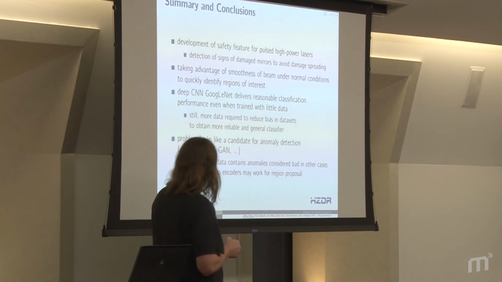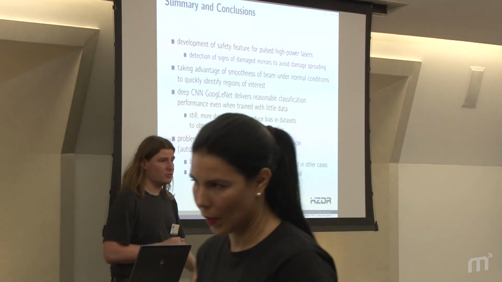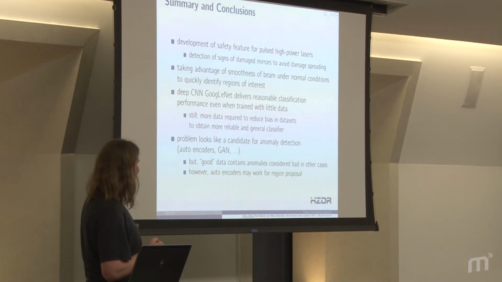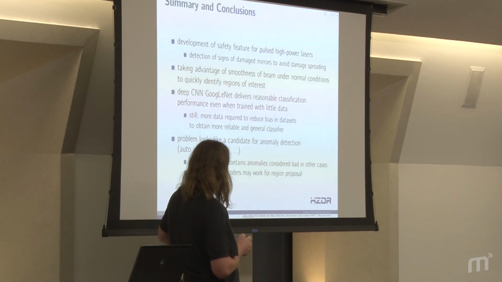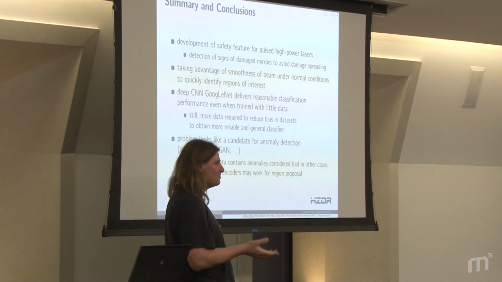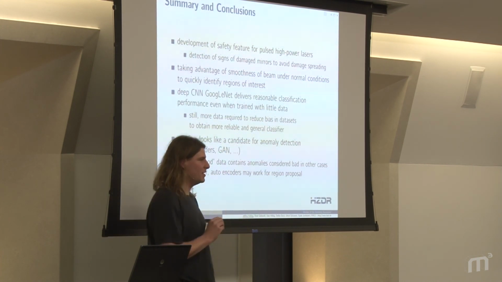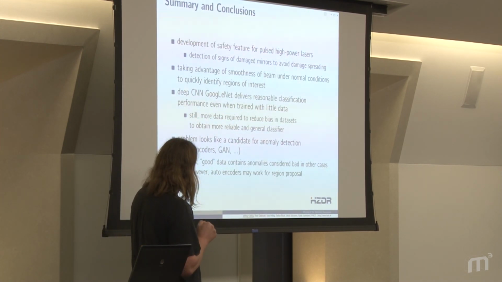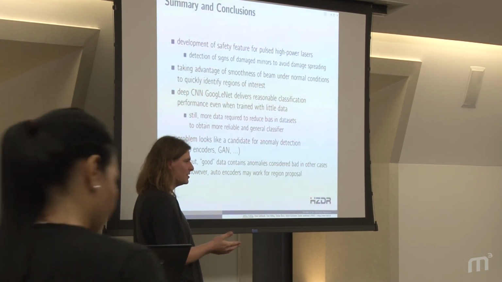And of course, this problem looks like a very good candidate for anomaly detection, using autoencoders or generative adversarial networks. And yeah, there are some problems, like the good data always contains anomalies, or at least the data we have. The operators by now told us that actually if they put some work into it, they can clean this stuff and give us perfect pictures. So this could mean we can train an autoencoder with this.